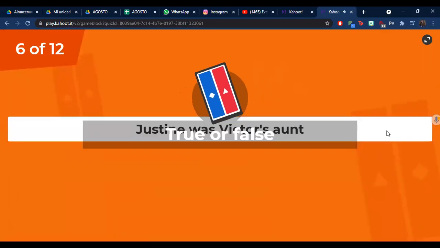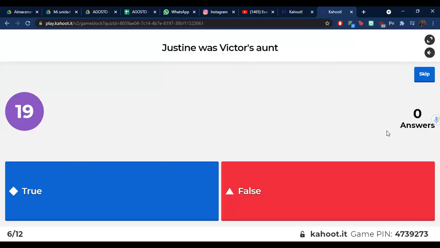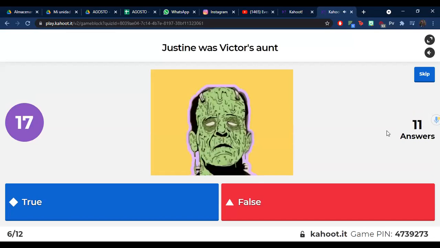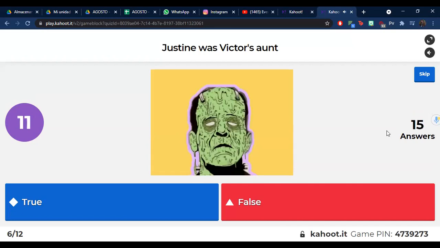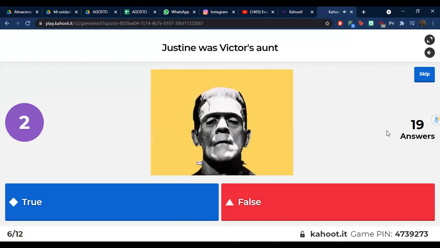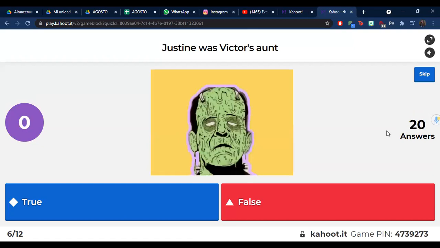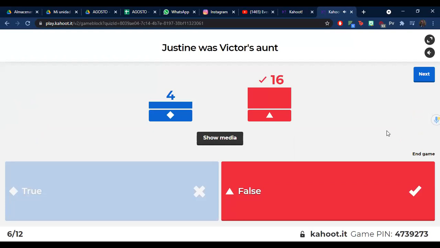Justine was Victor's aunt. False. She is just another girl, a young woman that helps Victor's mom at home with the children. She's a very important character.